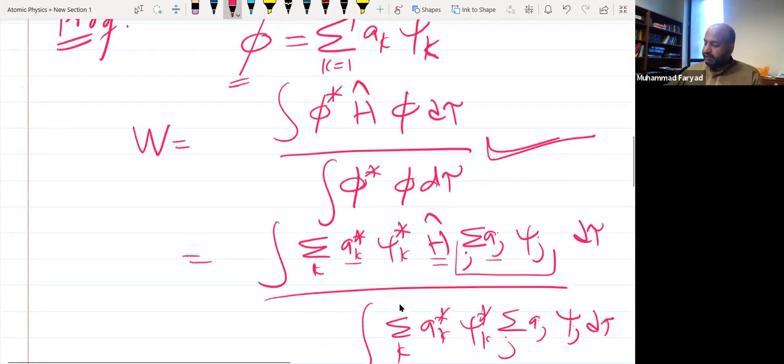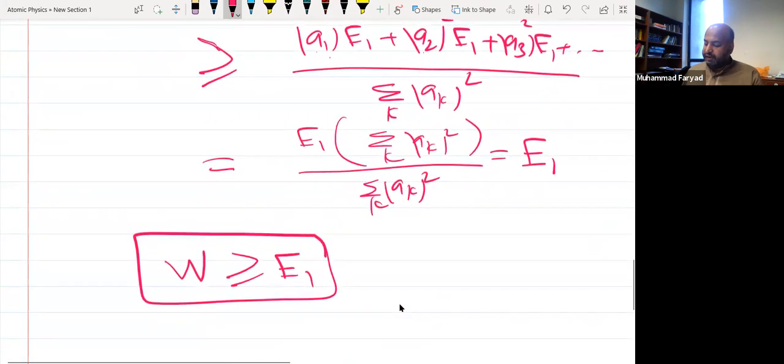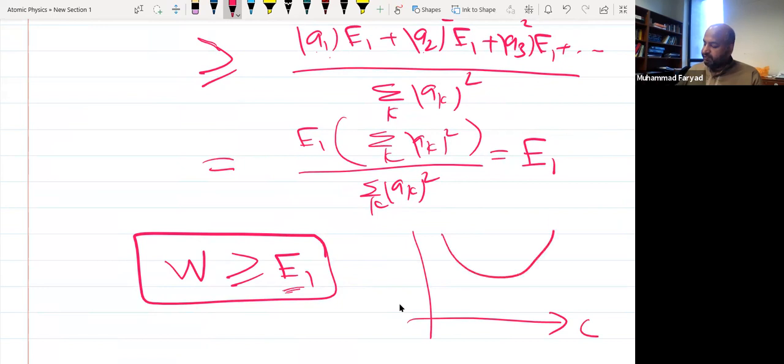So we have shown that any general phi can be used to find an upper bound on the ground state energy. Remember, this is a key thing to remember about this variation method, that we are not guaranteed to find the ground state energy. We are only guaranteed to find an upper bound on the ground state energy, because when I have some, let's say, parameter C and I'm varying W, my W may never reach the true ground state.